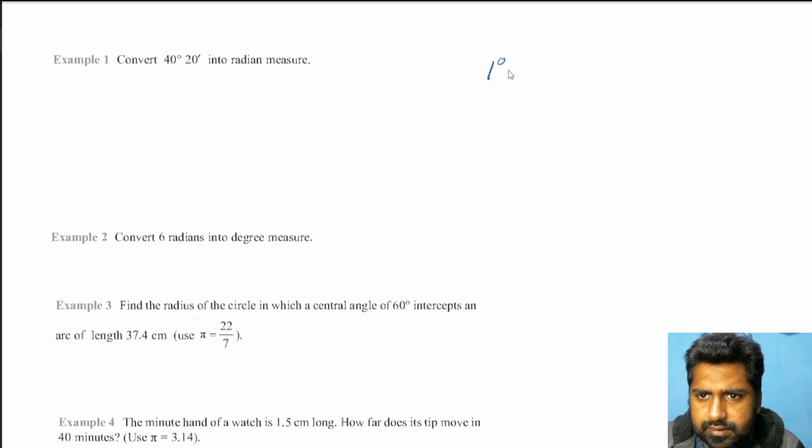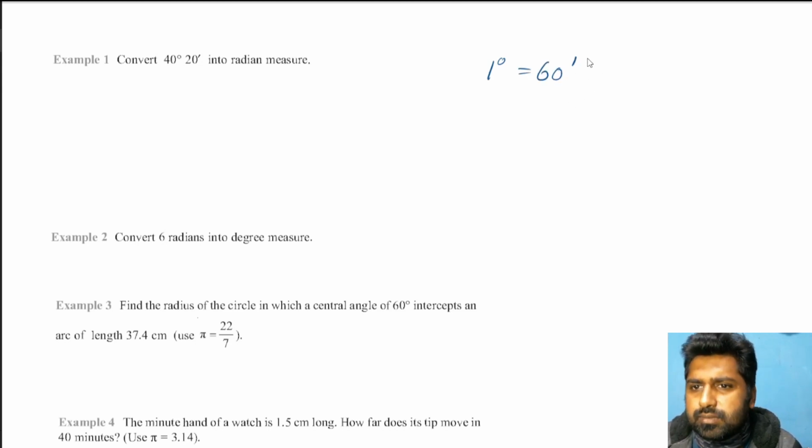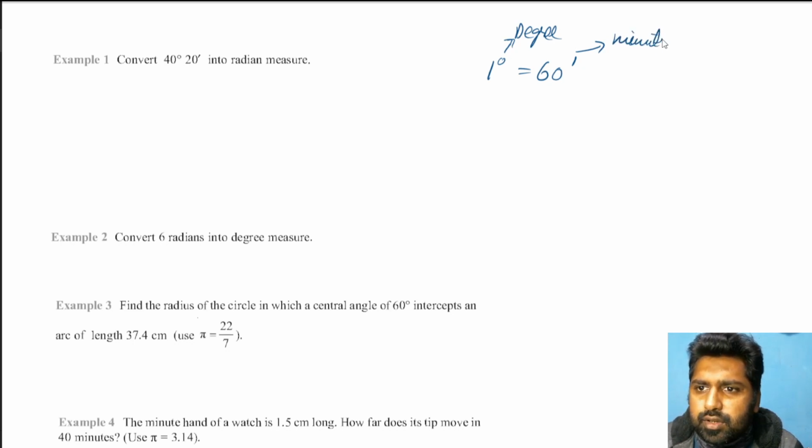1 degree is equal to 60 minutes. This is a conversion. This is degree. This is the symbol for minutes: a simple dash means minutes. Remember, this is not the unit of time. This is a unit of angle. If you remember something from geography, Tropic of Cancer, Tropic of Capricorn were there. So 23 degrees something minutes were there. Those are latitude, longitude.